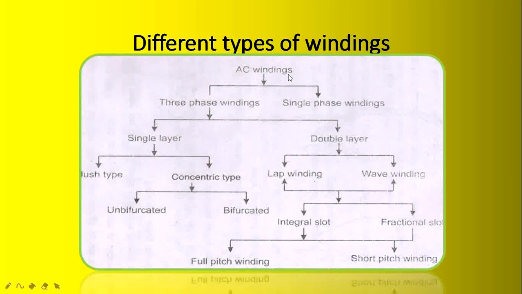See, these are the AC windings, which can be classified basically into three phase and single phase winding. For the three phase machine, it is further classified into single layer and double layer, and single layer are Marsh type and concentric type, double layer are lap winding and wave winding. These concentric types are further classified into unbifurcated and bifurcated. In case of double layer winding, this is classified into integral slot and fractional slot. From there, it is further classified into full pitch winding and short pitch winding. This classification is very much important.